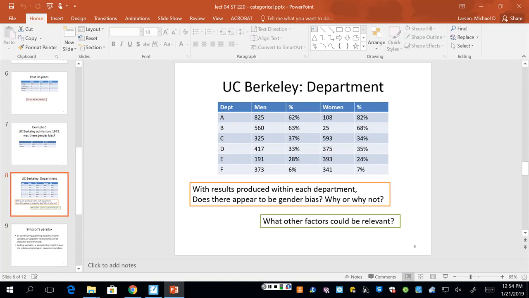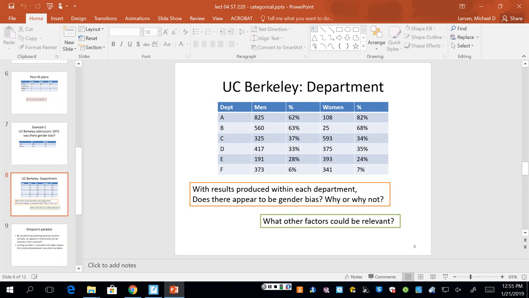So if you break it out by department, the department that they're in is another categorical variable. Right? So we have men and women as one variable, admitted and not admitted as another variable. And if you throw in this third one, department, the counts change. Of 825 men who applied to Department A, 62% of them were admitted. 108 women applied to that department, and 82% of them were admitted.